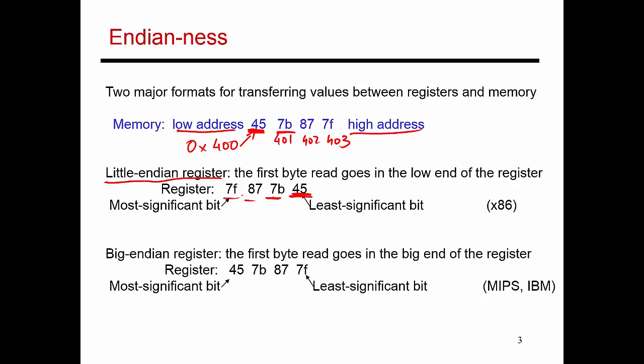I could also do the exact opposite, where the first byte I fetch from memory gets placed in the most significant byte of that register, then the next byte I fetch goes in the next byte, and so on, until the last byte that I fetch goes into the least significant byte of the register. So this is a big endian architecture, and is the one adopted by MIPS and adopted by IBM.